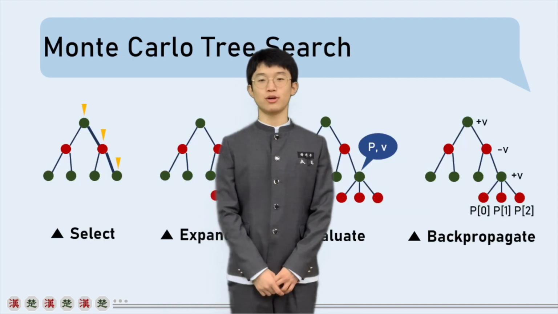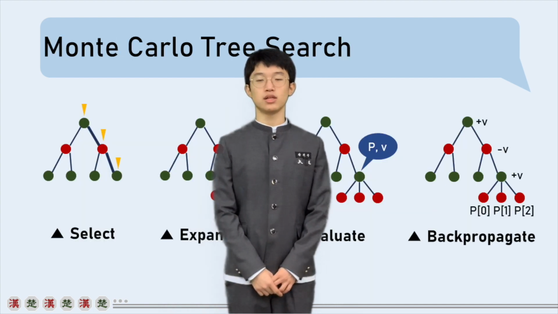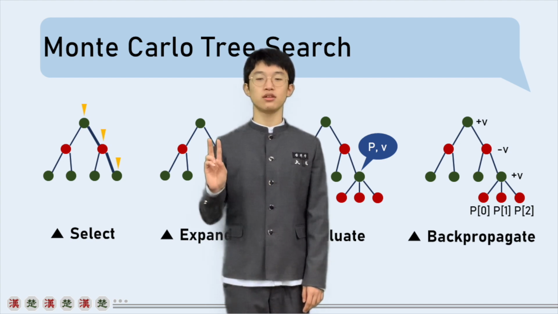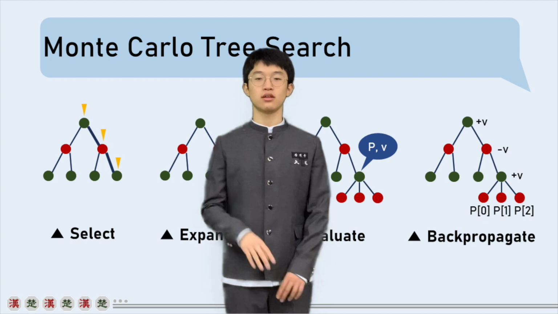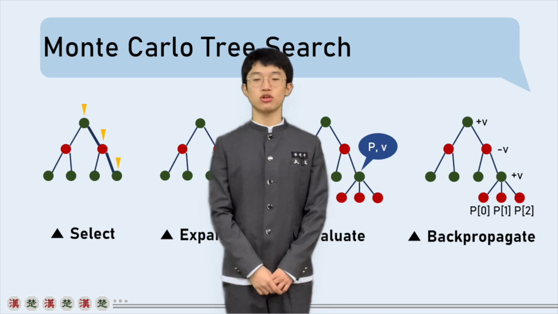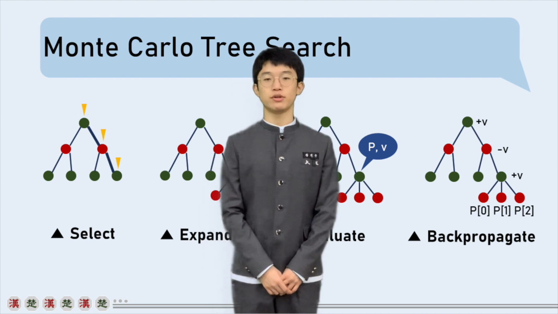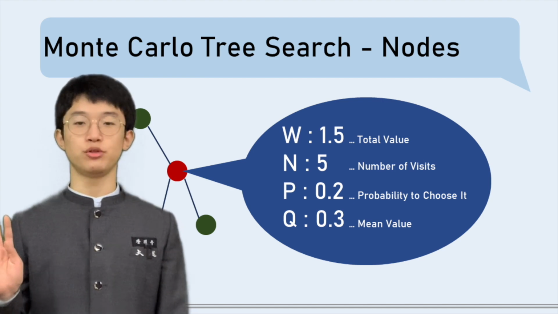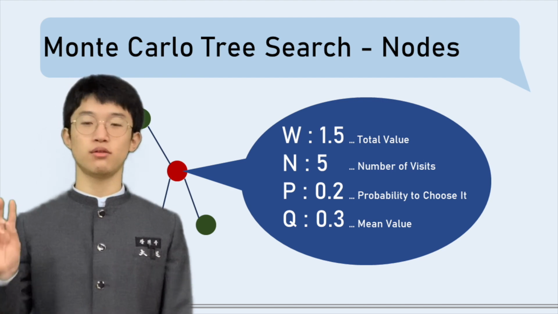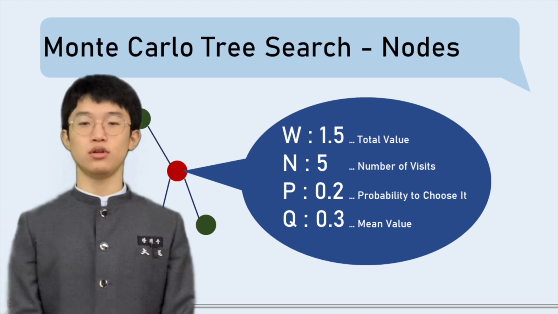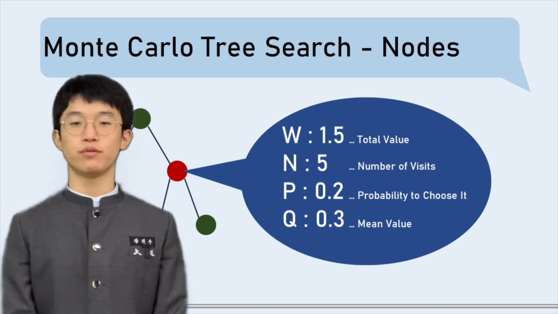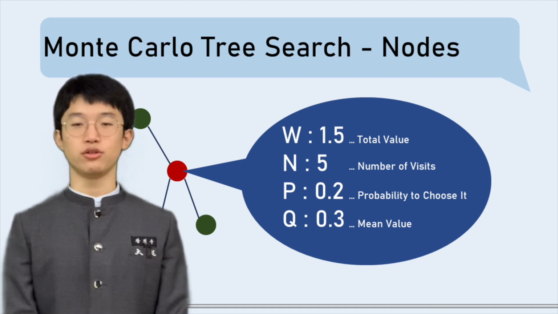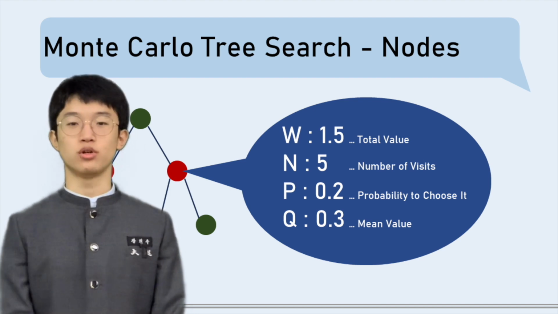I'm going to explain Monte Carlo tree search, which is also known as MCTS. MCTS consists of 4 steps: select, expand, evaluate, and backpropagate. Monte Carlo tree search uses a tree structure, and every node represents a specific state of the game. It also has 4 attributes: W, N, P, and Q. W is the total value, N is the number of visits, P is the probability of being chosen, and Q is the mean value. Now let's look into how MCTS works.